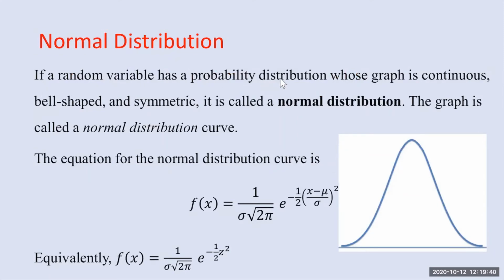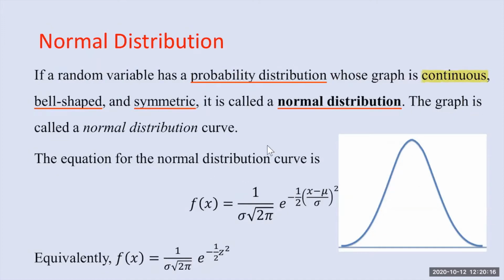If a random variable has a probability distribution whose graph is continuous, not discrete, at this time we are talking about continuous, and the shape is bell-shaped, symmetric, it is called the normal distribution. We talked about the bell-shaped or symmetrical graph in chapter 3. It is the same thing. It is the graph of the continuous random variable, and it's called the normal distribution.